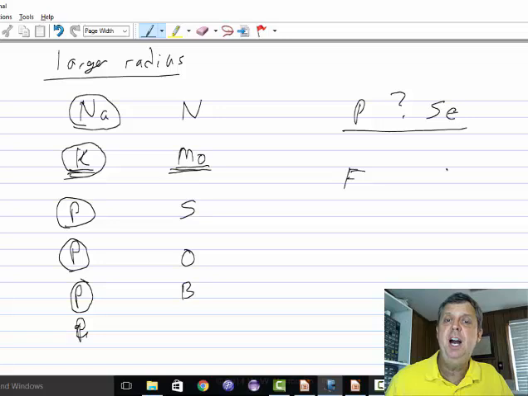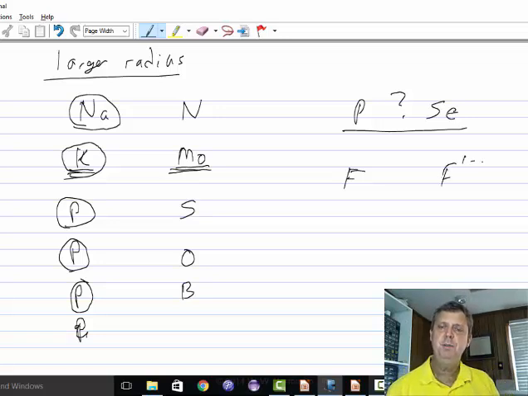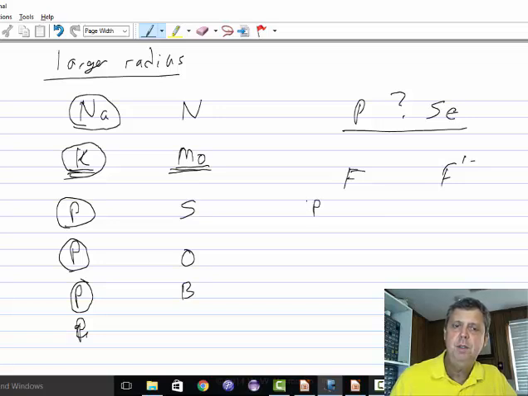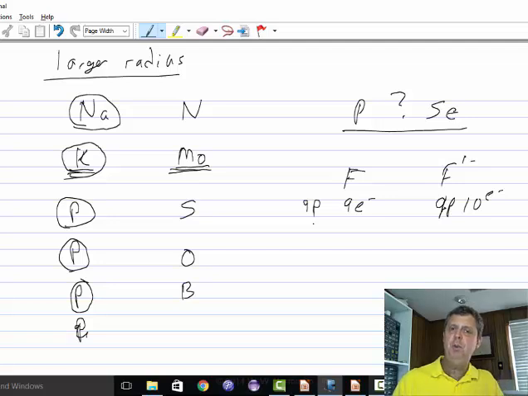Fluorine versus a fluorine ion. Think about that and decide which one of those you think should be larger. If you get stuck on these, I always like to go back to the basics. Protons: we've got 9 protons and 9 electrons. Here we have 9 protons, but 10 electrons. So more electrons, same number of protons, the same draw for the electrons. We're adding electrons with everything else being equal. That should be larger.